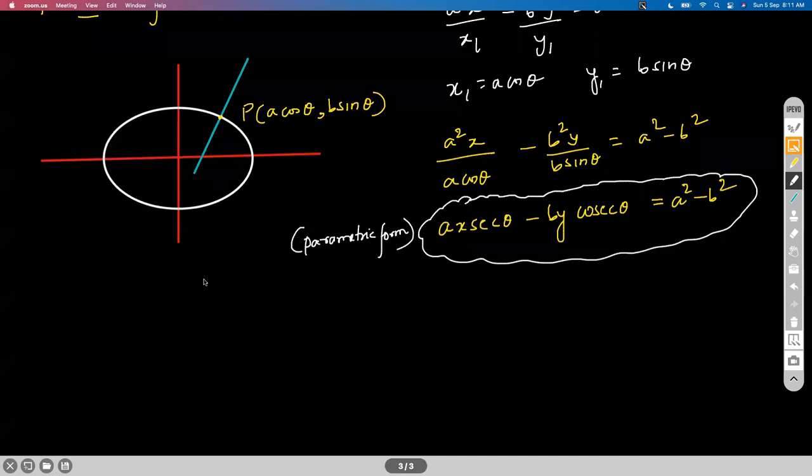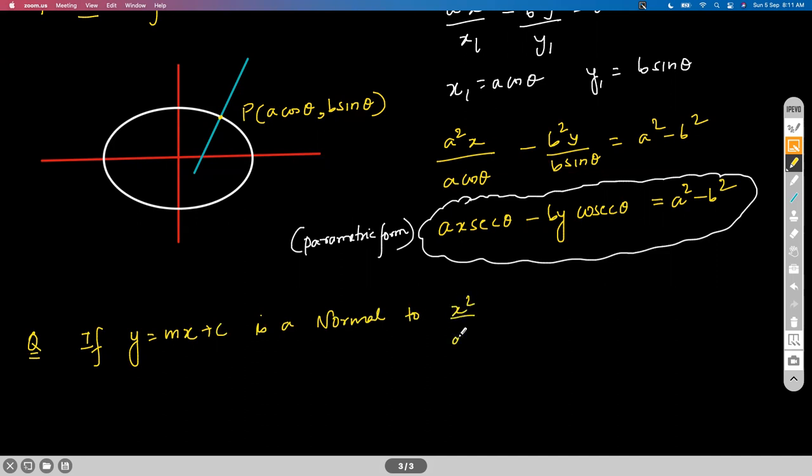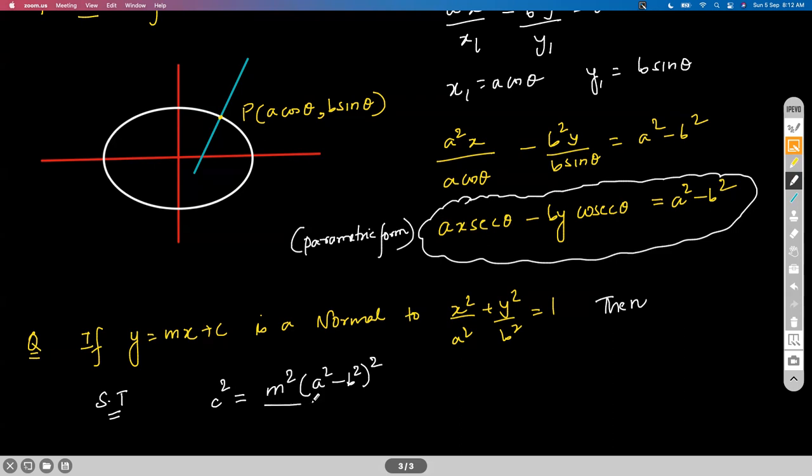Okay. Now, before going on to the slope form, there's a small question I would like you to answer. If y is equal to mx plus c is a normal to, let's say, our standard form of the ellipse x square by a square plus y square by b square equal to 1, then show that c square is going to be m square times a square minus b square whole square upon a square plus b square m square.